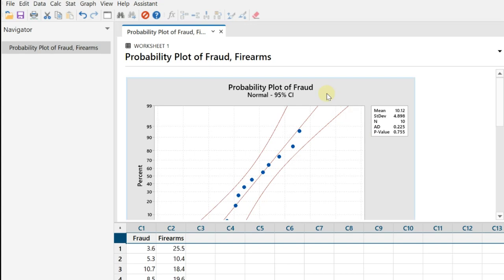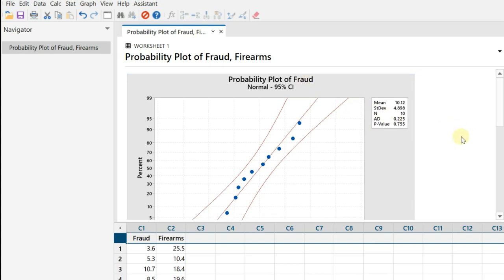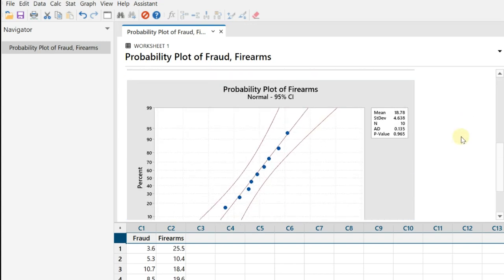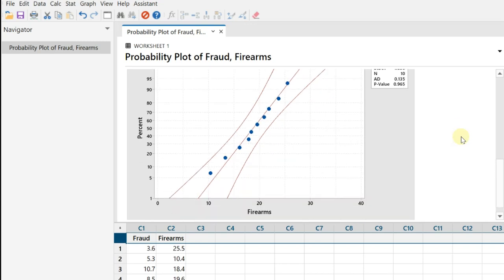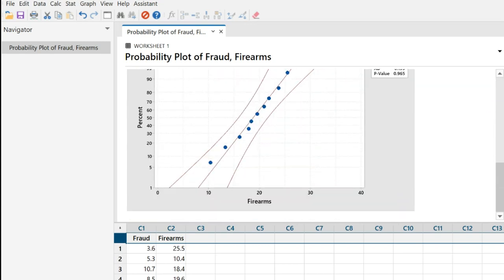Remember, there are two of them. We just did this for fraud, so it looks like time served for fraud follows a normal distribution. And check out this one. What do you think? This is the amount of time served for firearms. See right down here, firearms. Again, it follows pretty close to that straight line. So the assumption of normality in this case is reasonable.